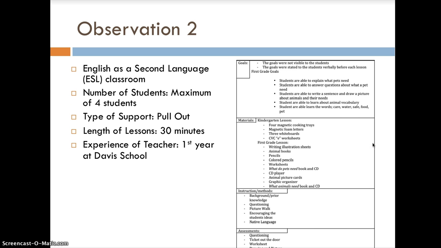For my second observation, I looked at the ESL classroom. There were a maximum of 4 students in each lesson. This was a pull-out service. The lessons were usually 30 minutes long, and it was this teacher's first year at Davis School. The methods that I would like to talk about here are her use of background and prior knowledge and native language. I liked how she used prior knowledge because she wanted to know what the students already know about certain information. For example, she was teaching a lesson on what pets need and asked students if they have pets and what they know about taking care of their pets. I will also talk about native language further on in my presentation.